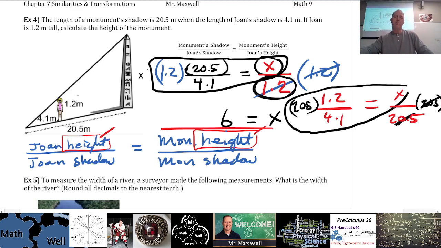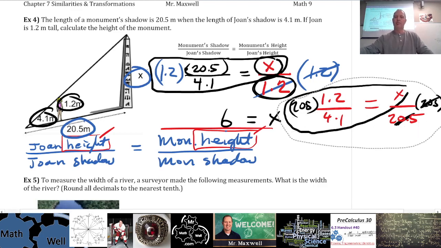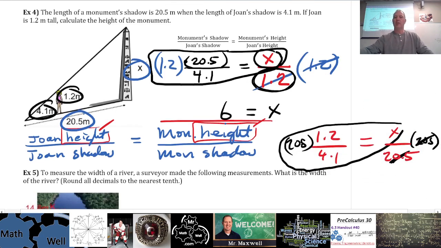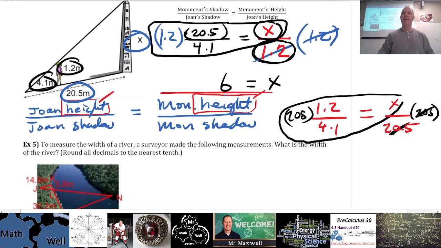And for some, that sticks out a little bit more clearly than the first way. So very, very similar. I hope I haven't confused anyone, but this method of putting all of Joan's information on one side and all of the monument's information on the other totally works as well. Okay, any questions about that?